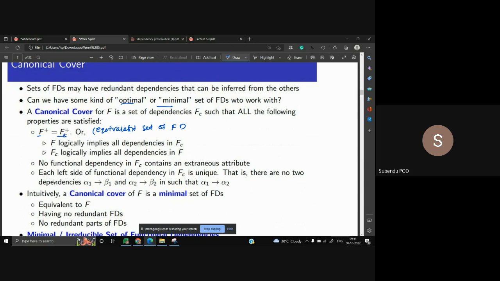Then second condition, no functional dependency contains an extraneous attribute. Next, each left side of a functional dependency should be unique. That is, there are no two dependencies alpha determines beta 1 and alpha 2 determines beta 1. Suppose, for example, A determines B and A determines C. We will write A determines BC. Up to this is clear.